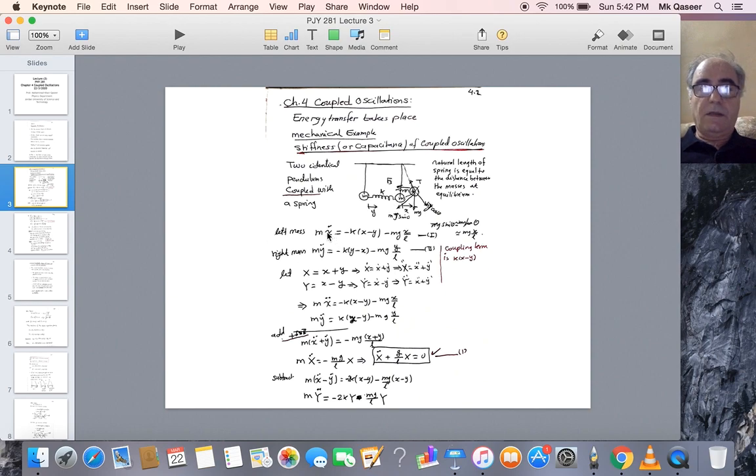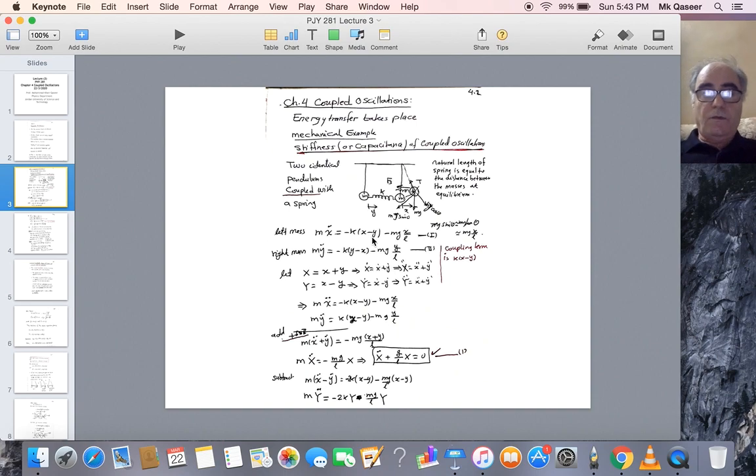Now the equation of motion for the right mass is m x double dot equals minus k of (x minus y) minus m g x over L. We already have this term before. For the left mass, m y double dot equals minus k of (y minus x) minus m g y over L. The coupling is through this expression k of (x minus y).